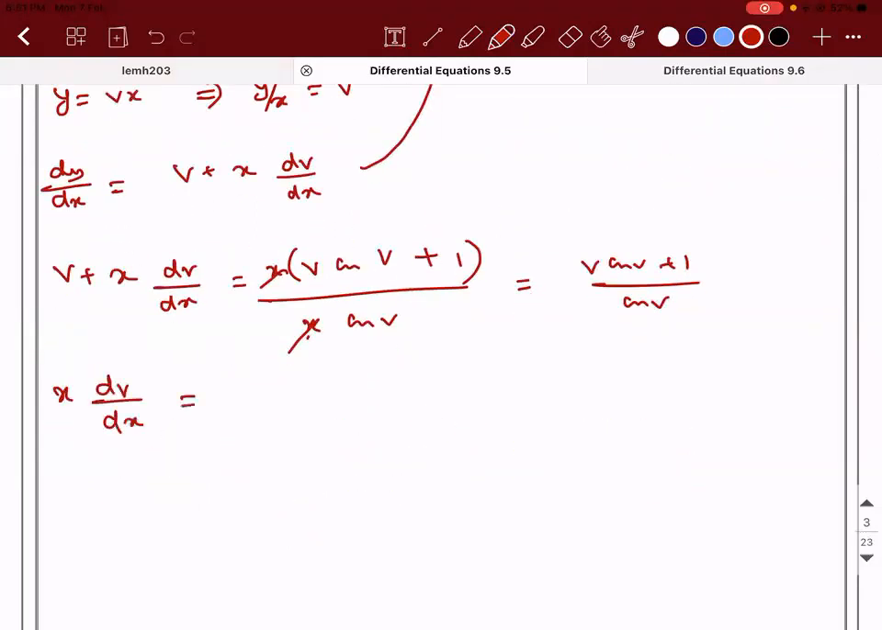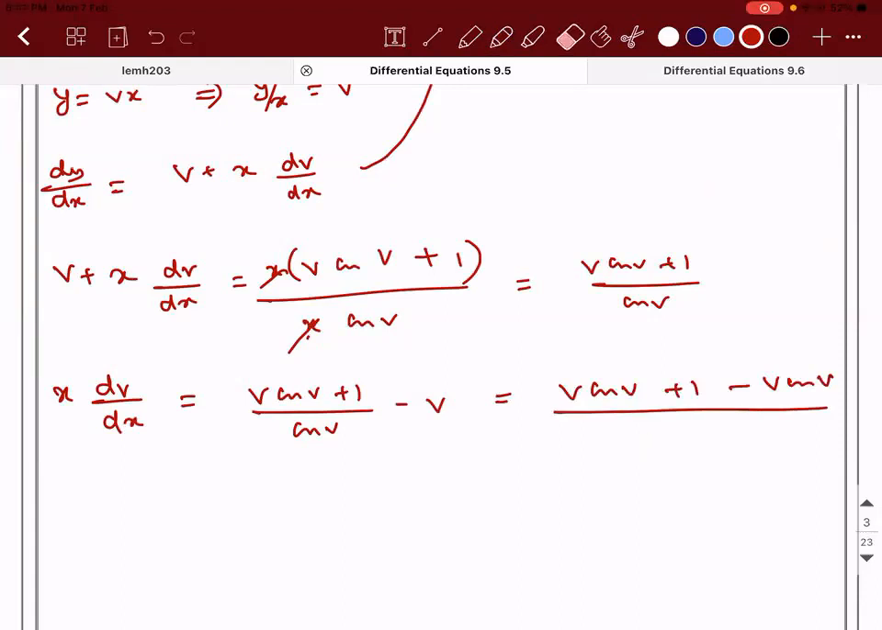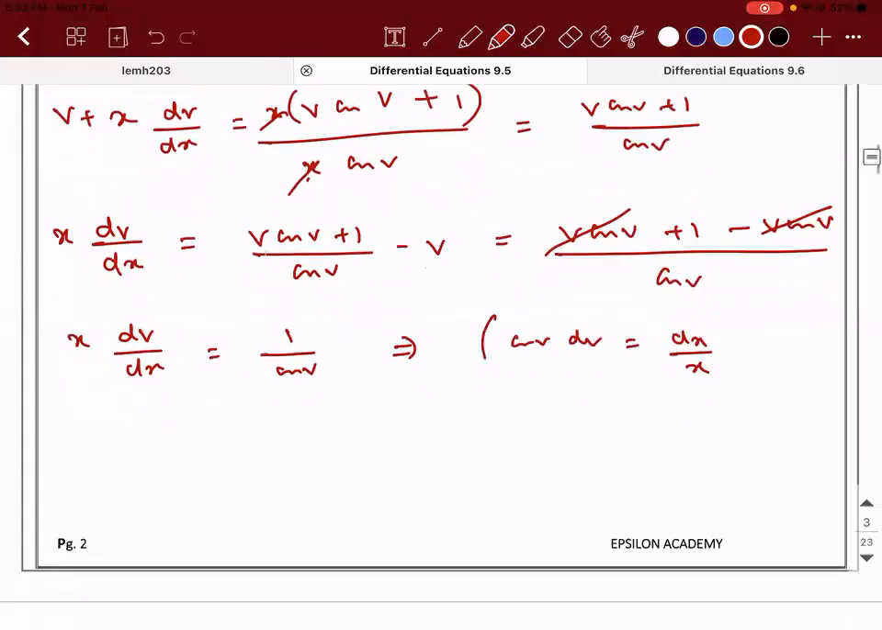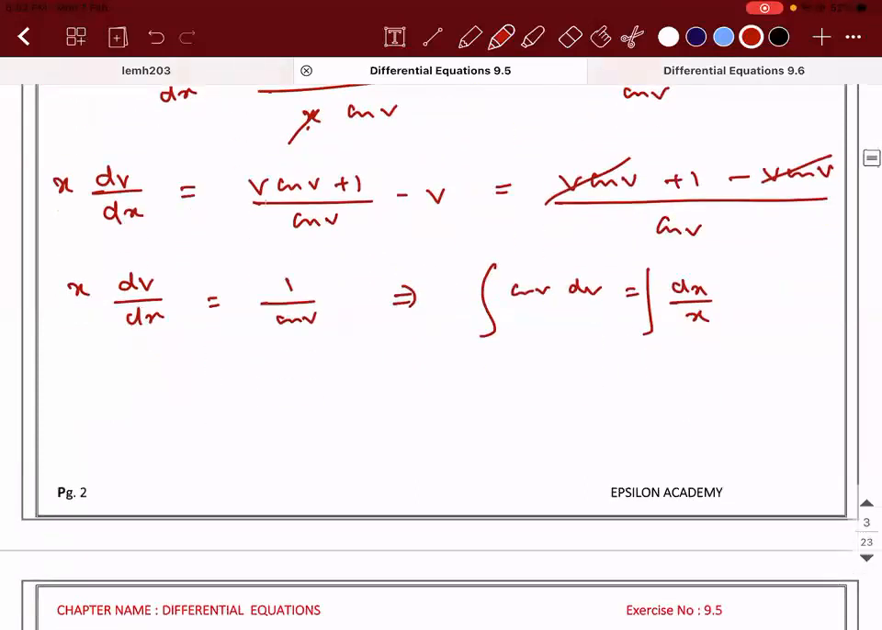So x into dv by dx is equal to v cos v plus 1 divided by cos v minus v. V cos v plus 1 minus v cos v divided by cos v. V cos v will get cancelled. So x into dv by dx is equal to 1 by cos v, which implies cos v into dv is equal to dx divided by x. So integrating on both the sides, integral of cos v dv is sin v is equal to ln x plus c. Sin of v, that is y by x, is equal to ln x plus c. This is the answer.